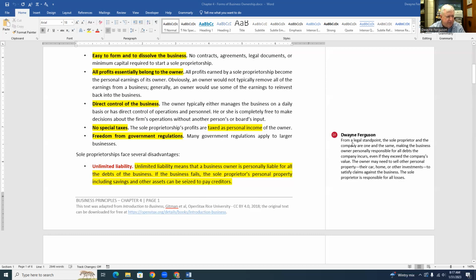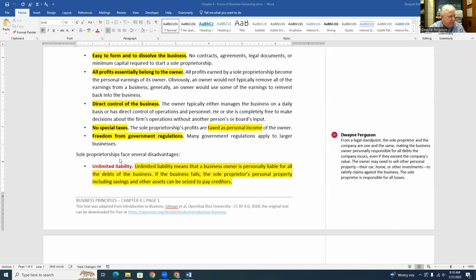So over here on the far right it says, from a legal standpoint, the sole proprietor and the company are one and the same, making the business owner personally liable for all debts the company incurs, even if they exceed the company's value. The owner may need to sell other property. So think about that. If you are going to go bankrupt, how are you going to be able to pay for all the debts that your company has?